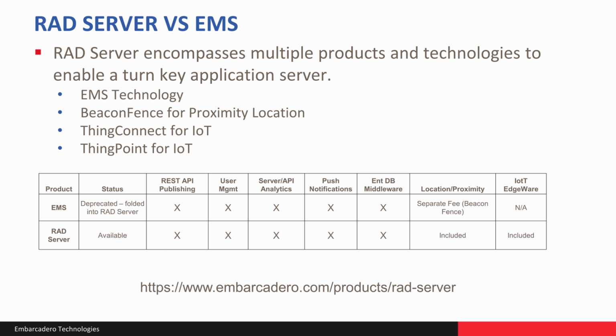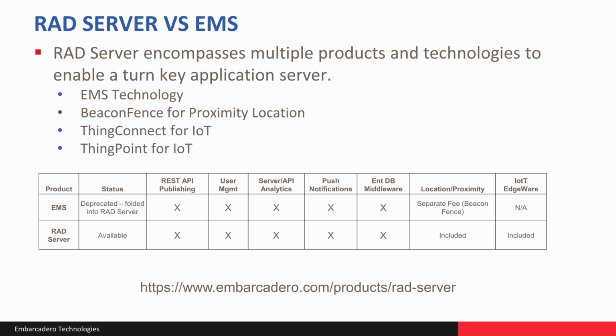So EMS was our launch of our services-based backend, and EMS stands for Enterprise Mobility Services. EMS was recently introduced and provided the REST endpoint publishing capabilities. EMS is being deprecated, and the key thing we're doing with RAD Server is it includes all of the EMS technologies. It's the latest version for Berlin, and it has everything that EMS had. But we're also adding in our proximity and location services that are based on Beacon Fence.